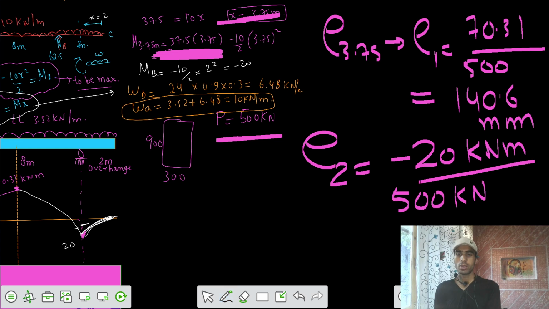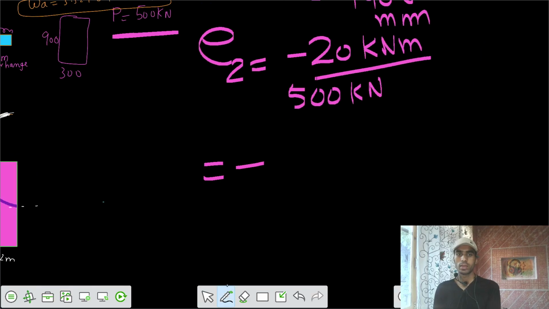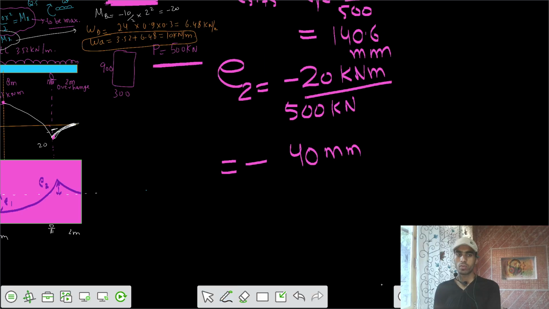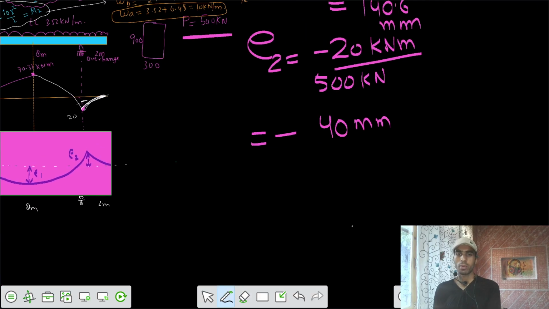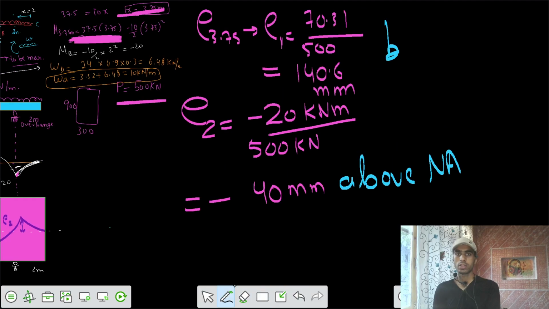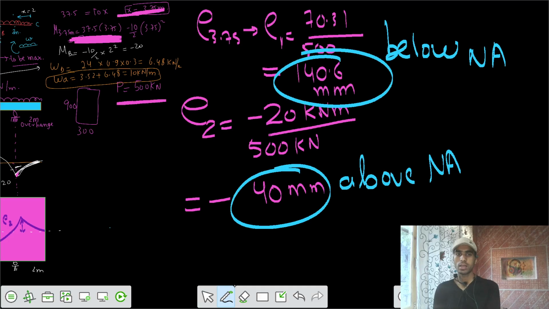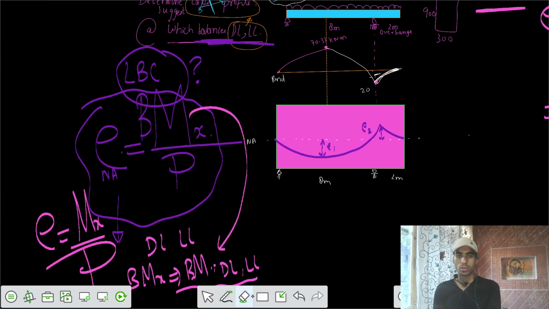And this one is negative, minus 40 millimeters. What does this negative mean? It means your cable is above the neutral axis. And the first one is below the neutral axis. So let's take those two values, 140.6 and minus 40. Your eccentricity E1 is 140.6 and E2 is minus 40. So this is the cable profile we have for this beam.